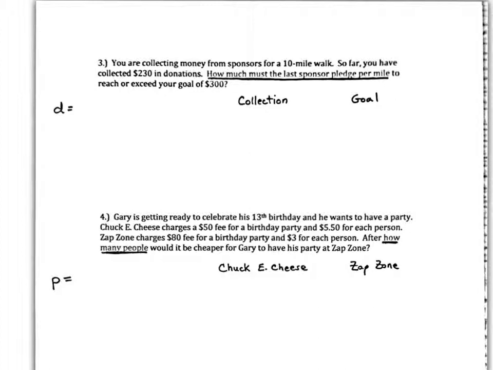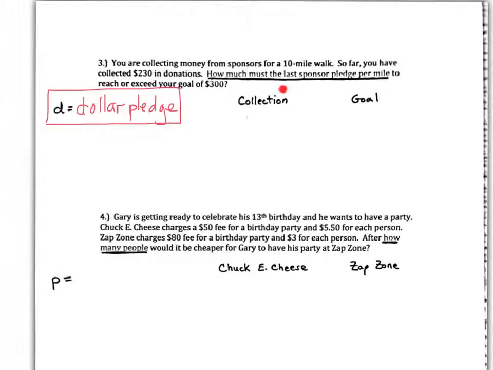Alright, number 3. You are collecting money from sponsors for a 10-mile walk. So far, you have collected $230 in donations. How much must the last sponsor pledge per mile to reach or exceed your goal of $300? Alright, so I underlined the question, how much must the last sponsor pledge? So I'm going to use D for that. D is the dollar pledge. I don't know how much they're going to pledge. So the dollar pledge that the last sponsor is going to pledge.